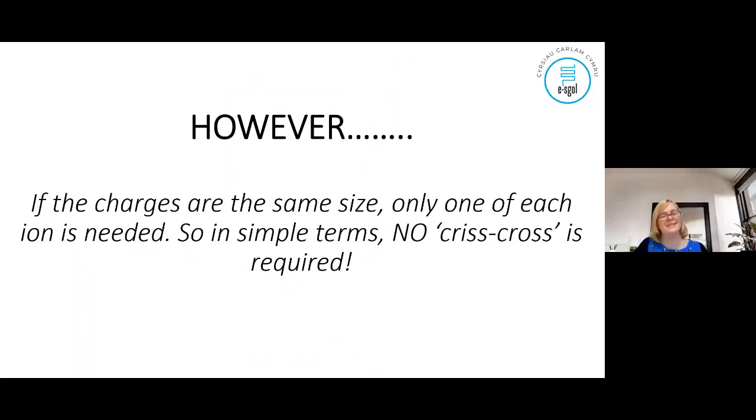Okay, now this is the secondary kind of sub rules, because you've got the major rules, which I put up earlier for you, but you've got the sub rule, and this is the major one. Okay, if the charges are the same size, only 1 of each ion is needed. Okay, so in simple terms, no crisscross is required. So the example would be things like, earlier we had Na plus for sodium and you have Cl minus, which means you've got the positive one, you've got the negative one. You'll only need 1 of each to make it 0. Okay, but in the same sense, if you have magnesium in group 2, magnesium is positive by a magnitude of 2.